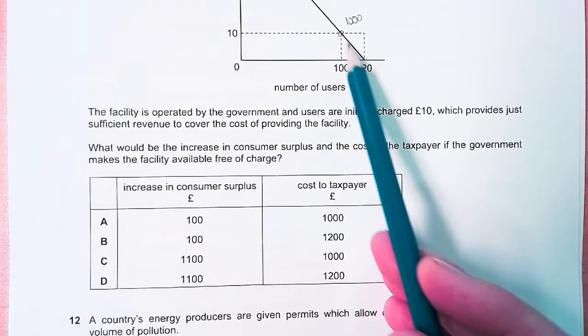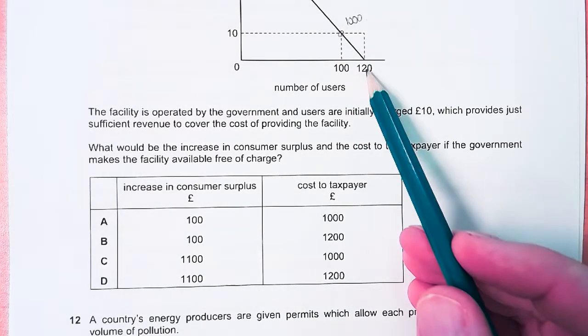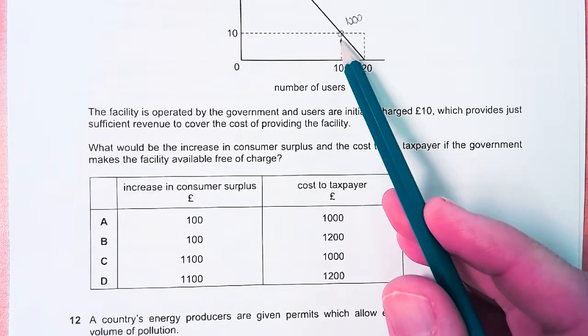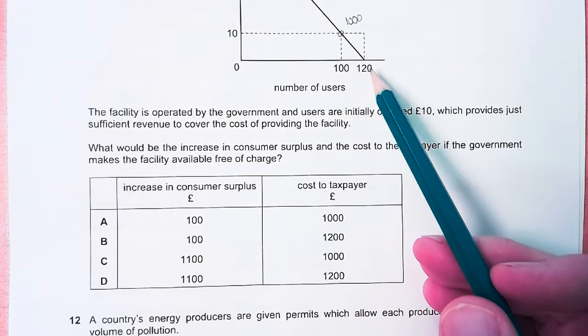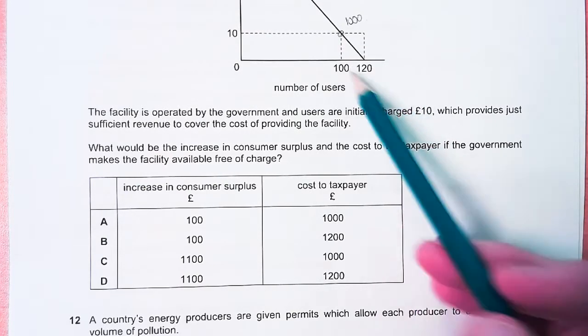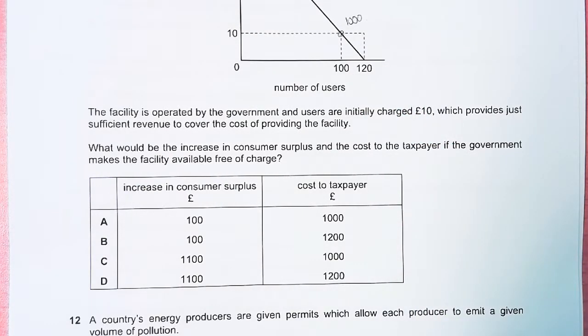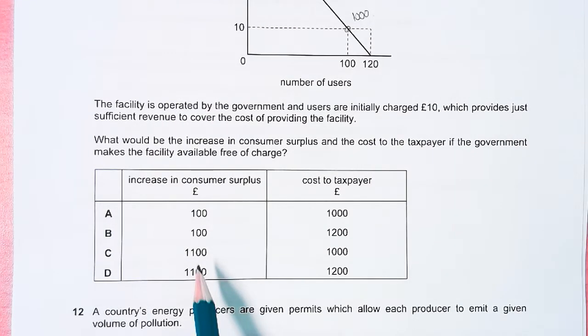Okay, so we're not doing 20 times 10, which would of course be 200. We're doing directly half of that. So therefore it's going to be £100. So therefore the increase in the consumer surplus would be 1100, and that leads us through to an answer of C there.